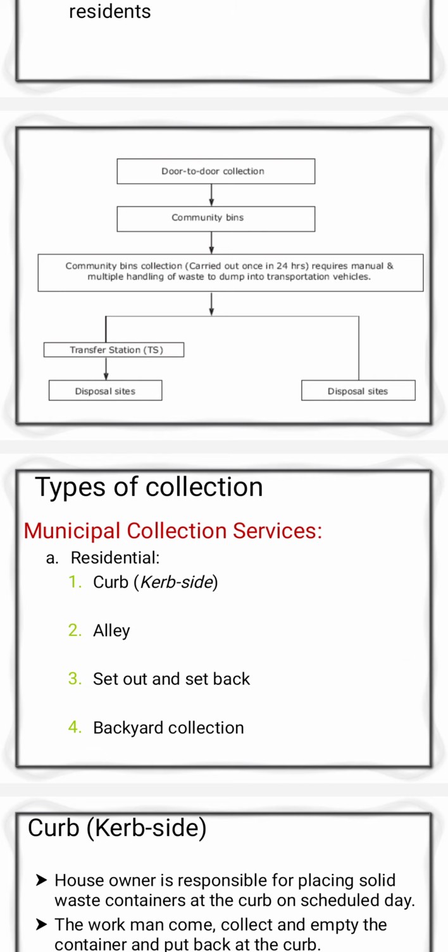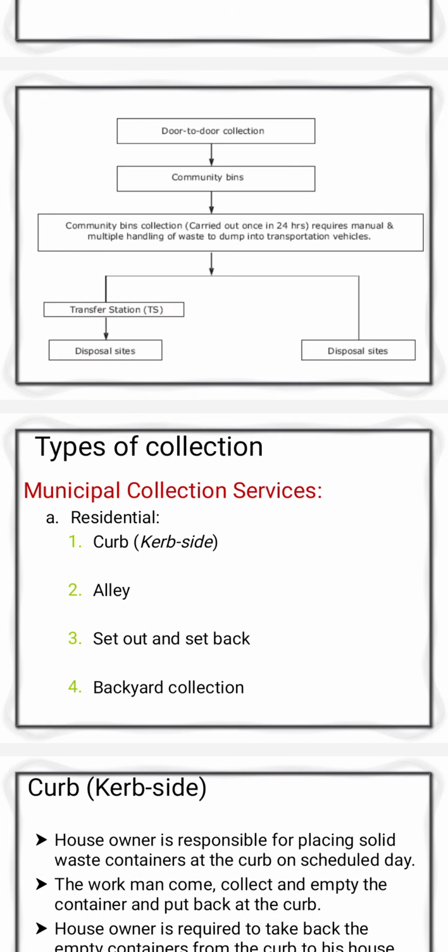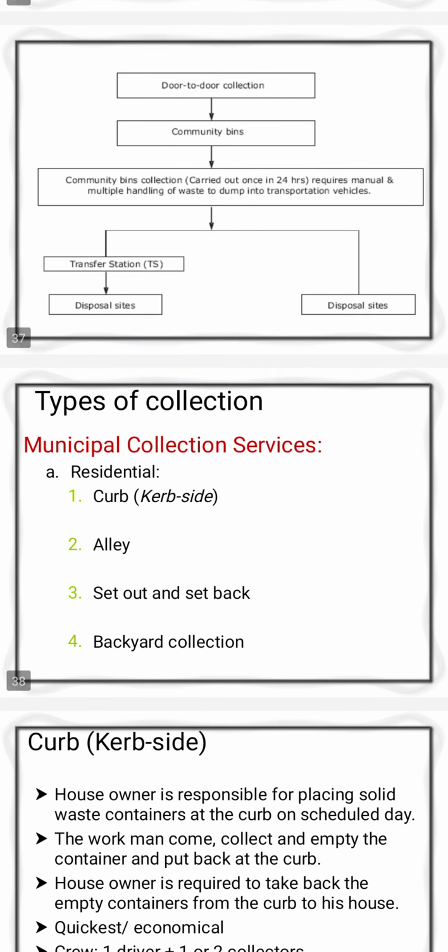Okay, so this is the flow sheet which is used for the collection of waste. Door to door collection and community bin collection. Then the transfer station, TS, and from that TS you can transfer the waste to the disposal site. Basically these two methods: door to door collection, that is house to house collection, and community bin collection, that is a centralized bin where you can throw your waste. These two methods you can use for the collection of the waste.